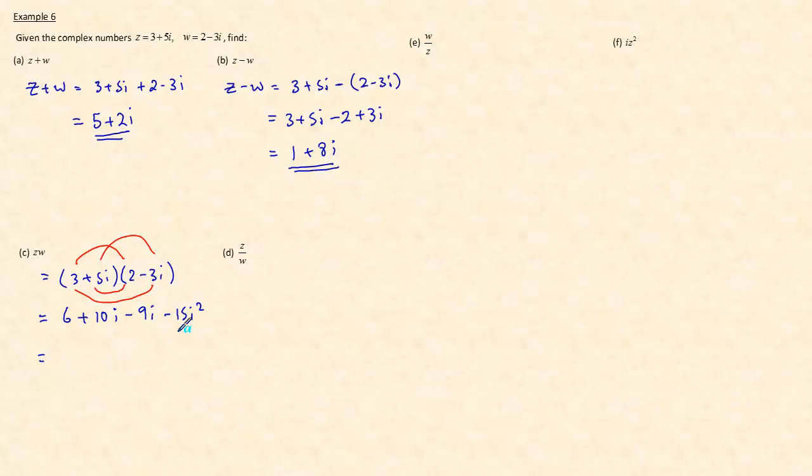Now remember that i squared is negative 1, so that's going to be 6, and this one's going to become add 15, and then simplifying this we just get a single i, and so that's 21 plus i.